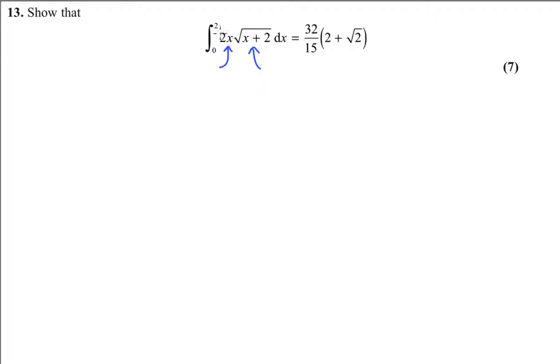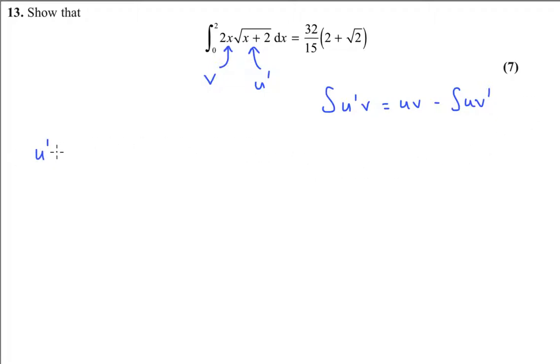This is the thing we're going to want to differentiate. So I'm going to call that my v, and I'm going to call this u dash. And if you remember, the formula for integration by parts is that if we've got something in the form u dash v, that's equal to uv minus the integral of uv dash.